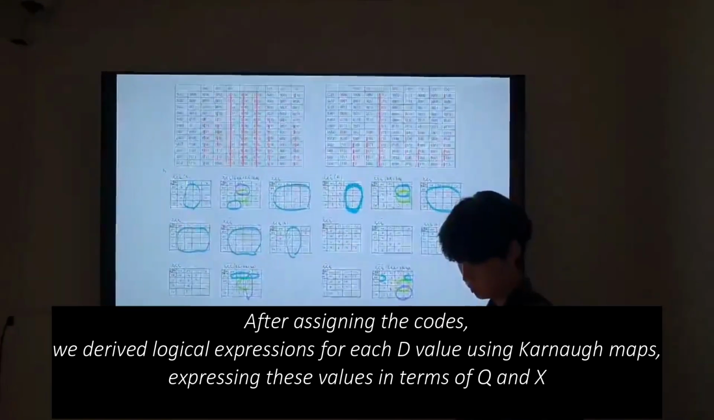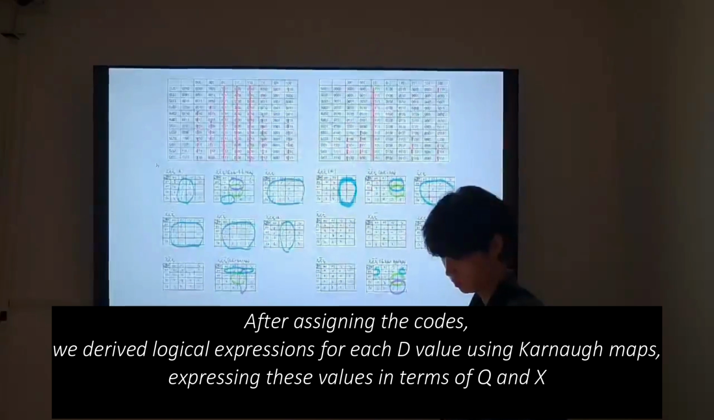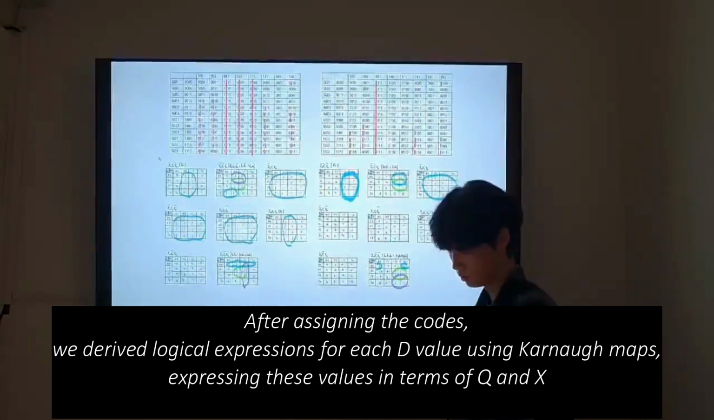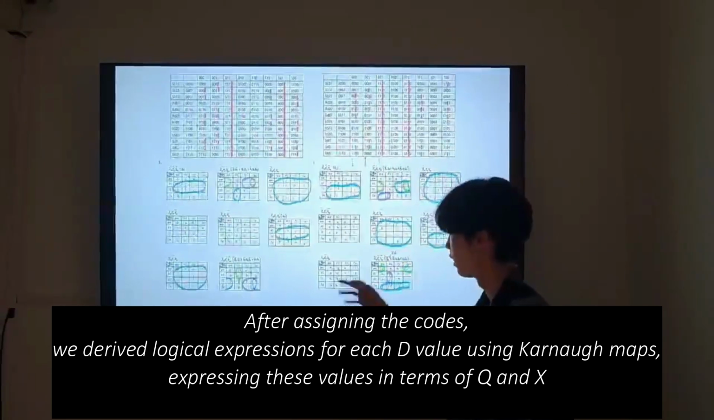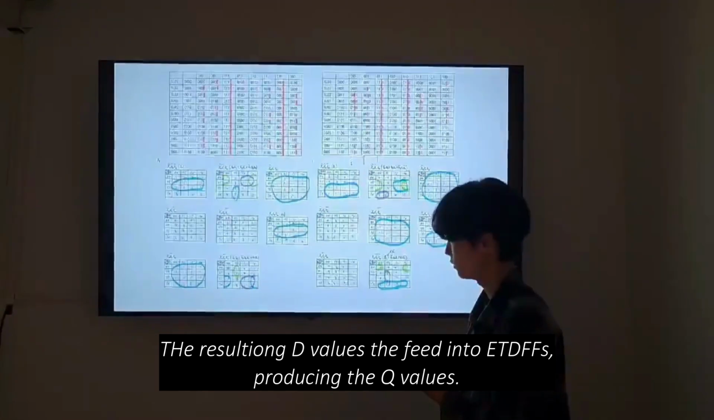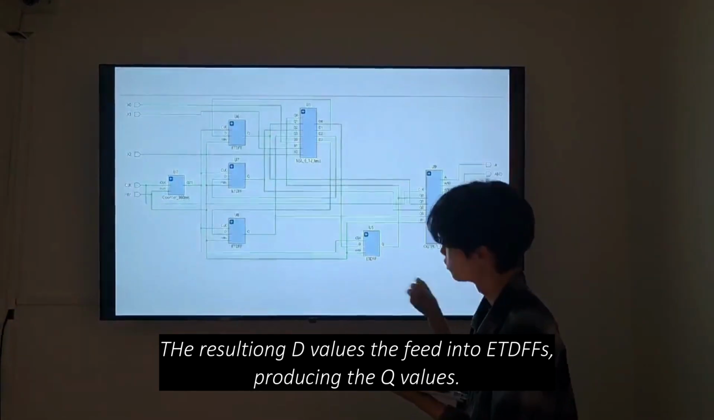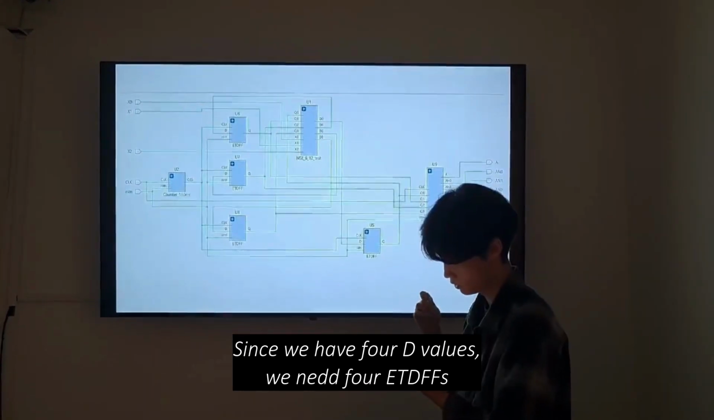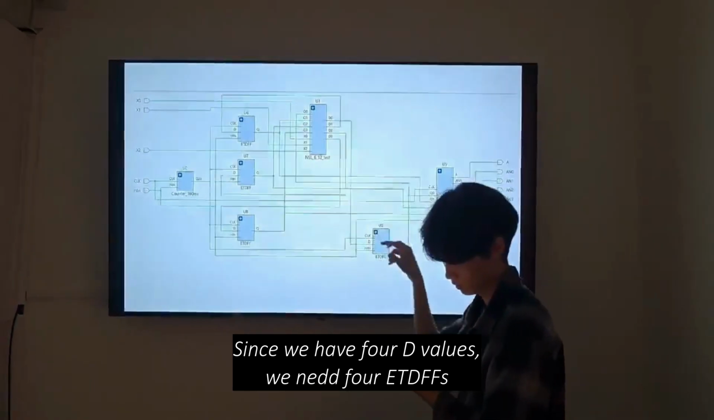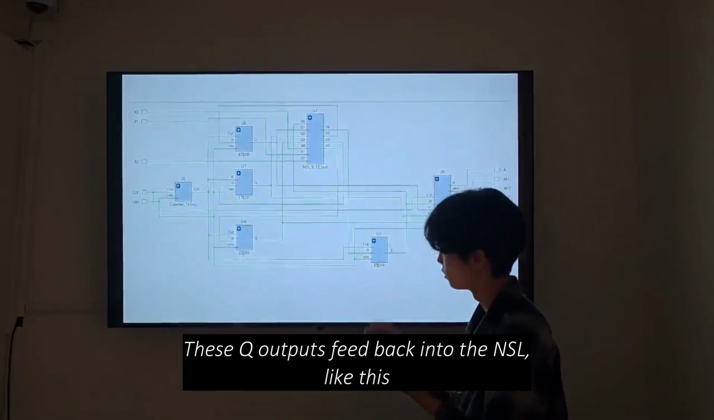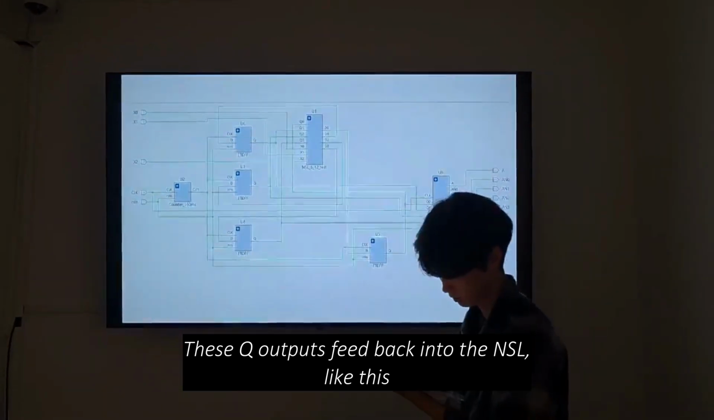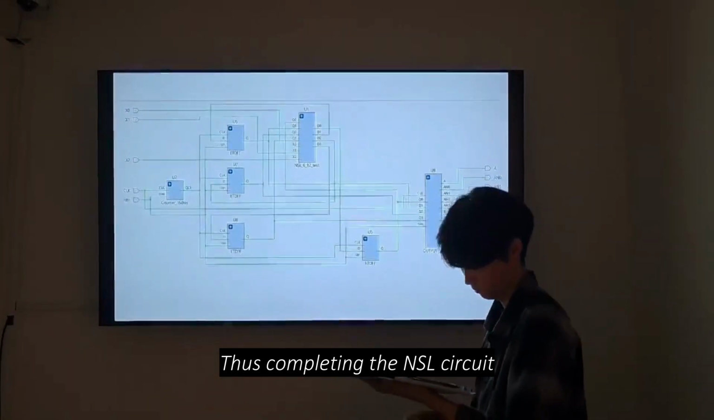After assigning the codes, we derived logical expressions for each D value using Karnaugh maps, expressing these values in terms of Q and X. The resulting D values then feed into NETDFFs, producing the Q values. Since we have 4 values, we need 4 NETDFFs. These Q outputs feed back into the NSL, like this, thus completing the NSL circuit.